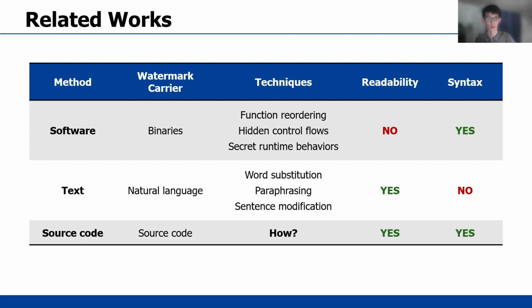One related field of work is software watermarking, which embeds watermarks into software executables by injecting hidden control flows or secret runtime behaviors. However, such methods typically target compiled binaries and have no readability constraints. Another line of related work is text watermarking, which embeds watermarks into natural language by performing word substitutions or sentence structure modifications. However, these methods tend to ignore the syntax constraints of programming languages, which risks breaking code syntax.